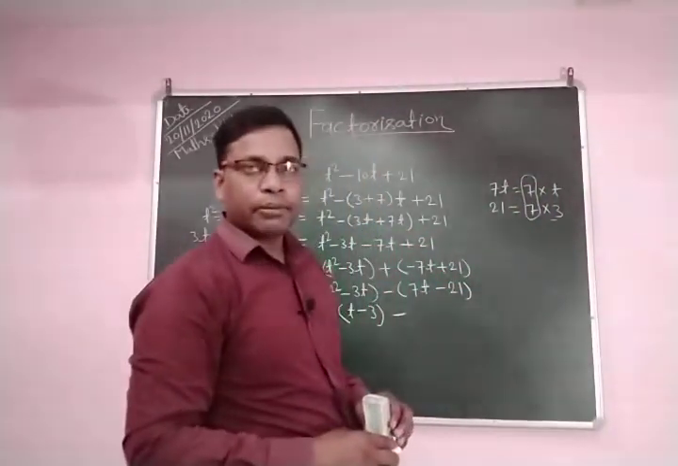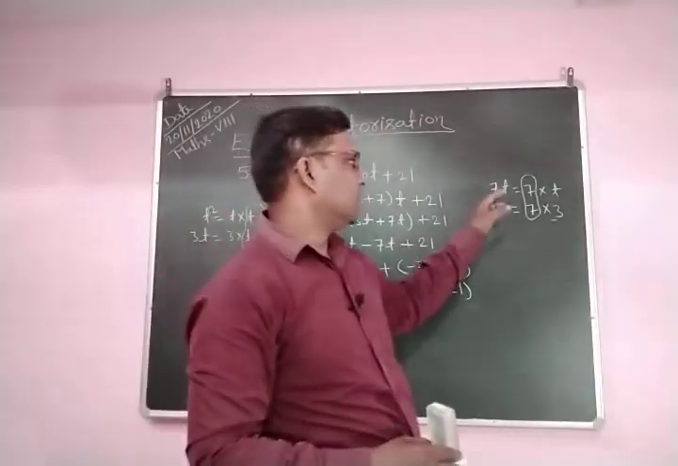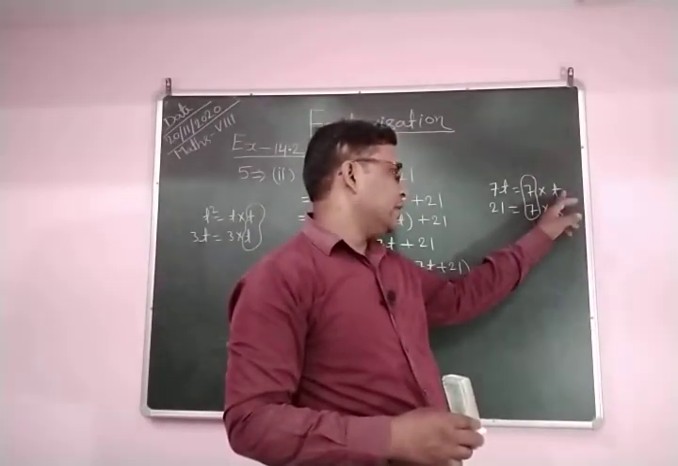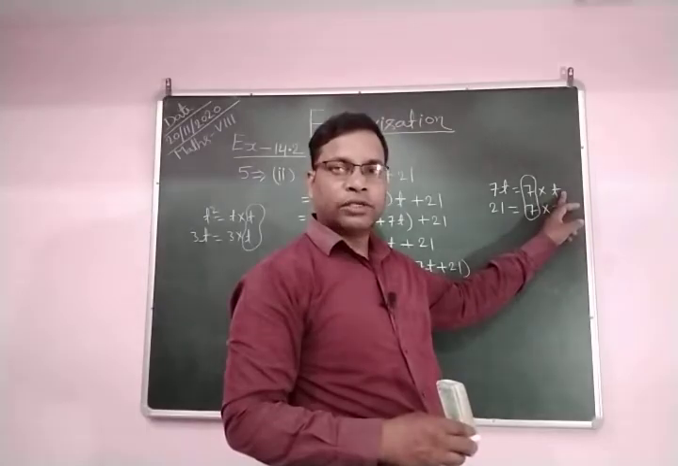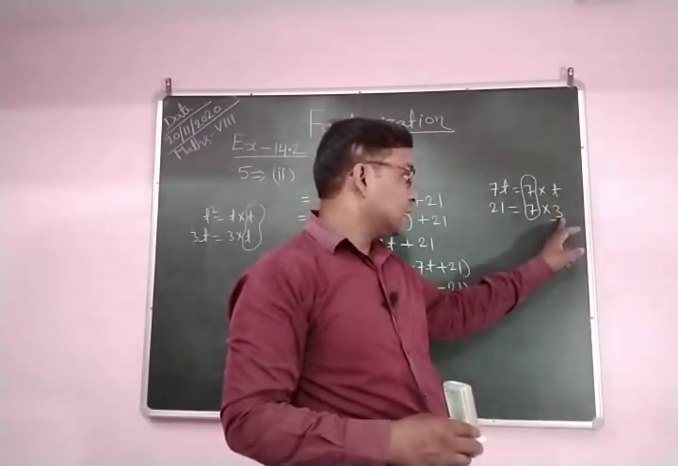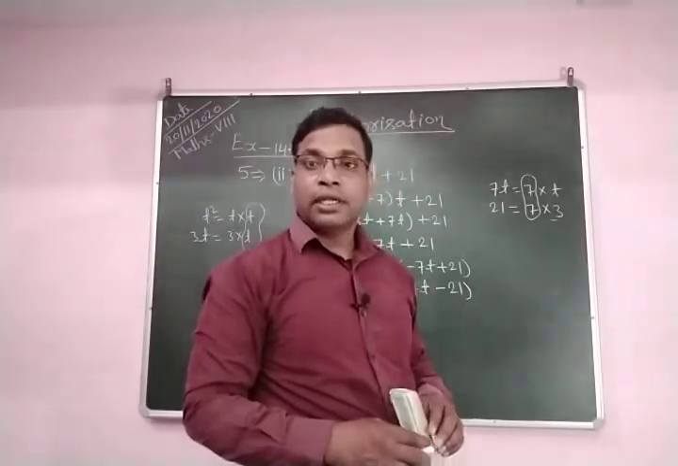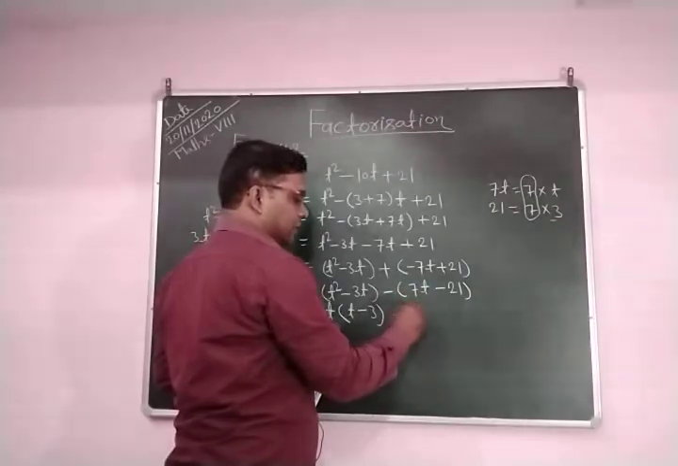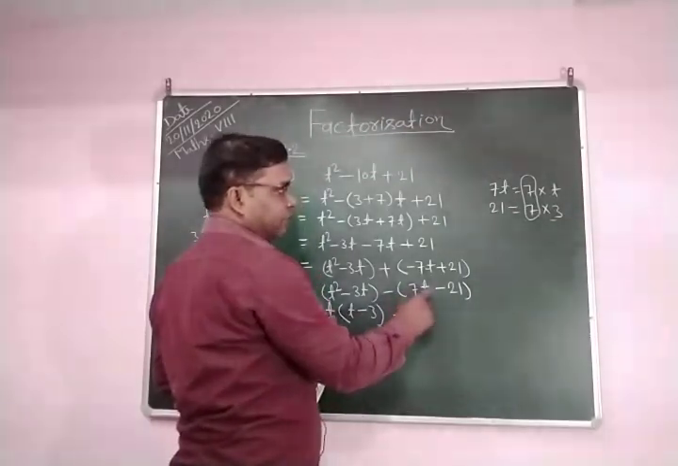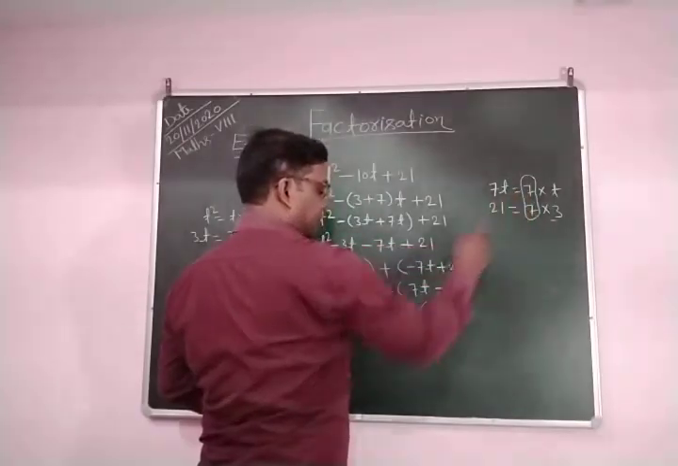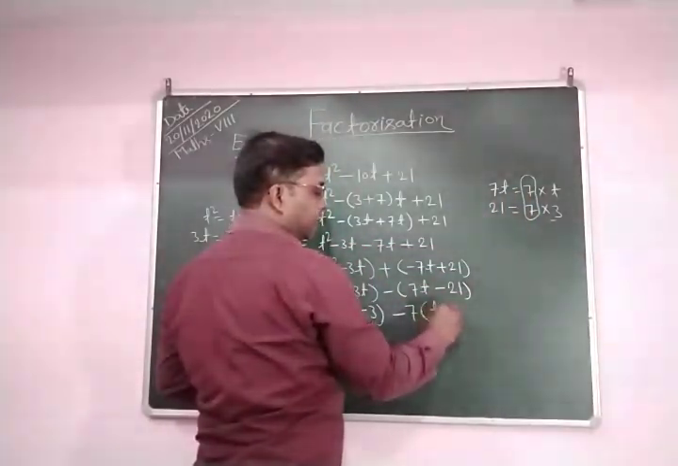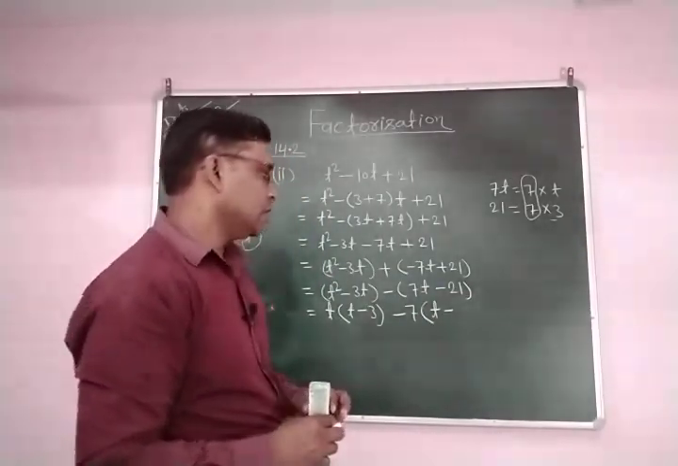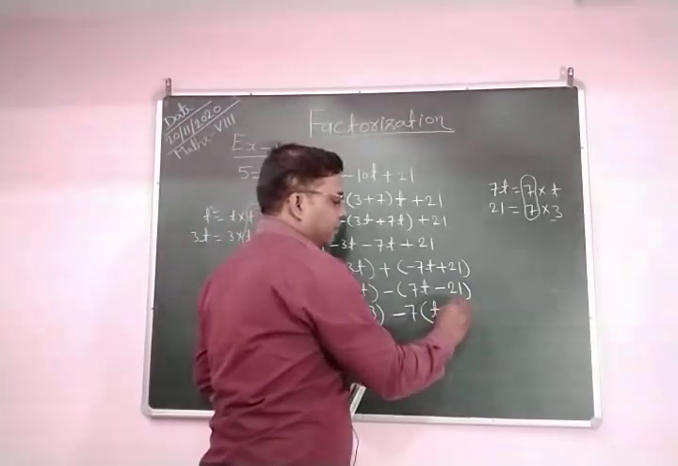So it means that if you take common 7 from 7t and 21, then you obtain t as a remainder in the first term of the second group, and 3 as a remainder after taking common 7 in the second term of the second group. Okay. So here we take common 7. So inside the bracket we obtain t after taking common 7, and here we write minus. In 21, if you take common 7, then here we have 3.